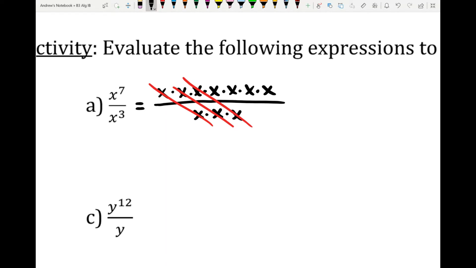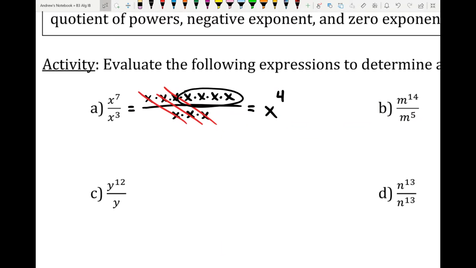Then we take a look at how many are left once we simplify. Up top, I've just got 4 x's, all multiplying each other, so I can call that x to the 4th. Cool, that's all we're doing. If you think about 7 and you think about 3, you might already be able to latch on to the idea of our shortcut for these.